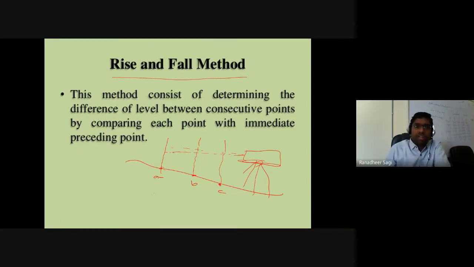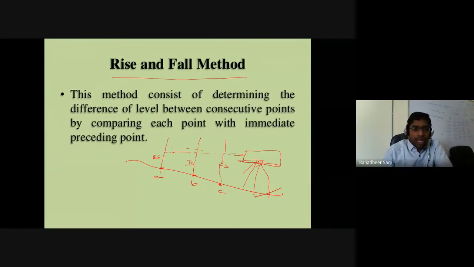What we are going to be looking at is determining the difference in level staff readings between the previous point and the immediate next point. Let's say the first reading I have taken is at point A, which I am going to call backsight. The next reading is intermediate sight. If point C is the last point, where I am taking my last reading with this position of the instrument station, then the reading taken at A is backsight, the reading at B is intermediate sight, and the reading at C is foresight.